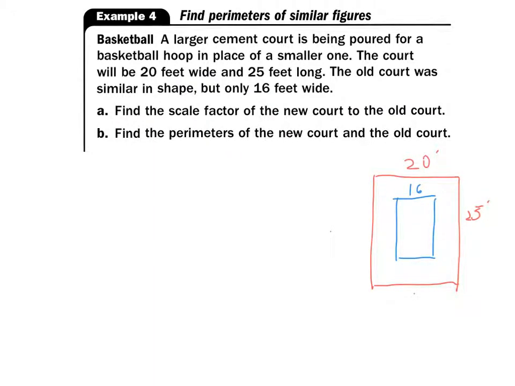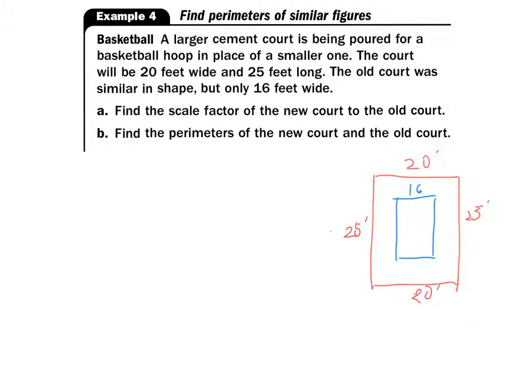Okay, here's a real-world example. A larger cement court is being poured for a basketball hoop in place of a smaller one. The court will be 20 feet wide and 25 feet long. So I drew in red ink the new court. You can see where I labeled, I should label all the sides. This side is 20 as well, and this side is 25 feet long.